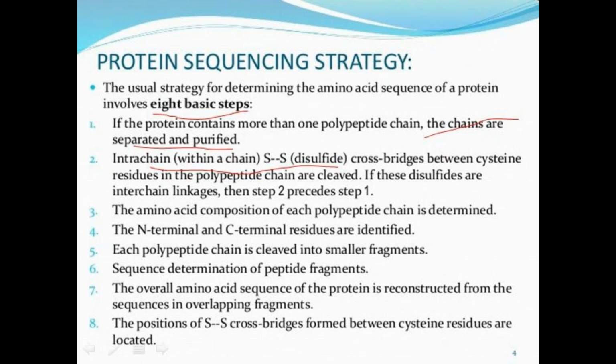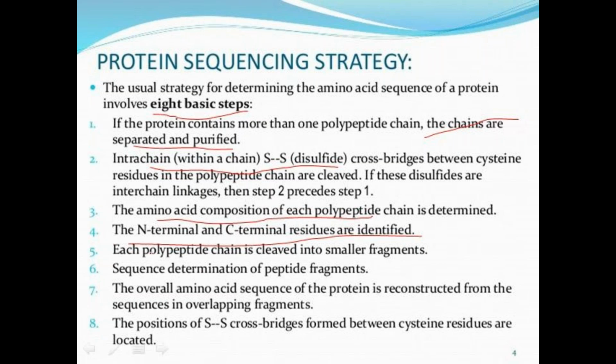Next, coming to the third step. What is the third step? We have to determine the amino acid composition of each polypeptide, since each polypeptide is separated here. Actually, the polypeptide starts with the N-terminal end and ends with the C-terminal end. That means we have to determine the N-terminal residues and C-terminal residues. These are to be identified in the fourth step.